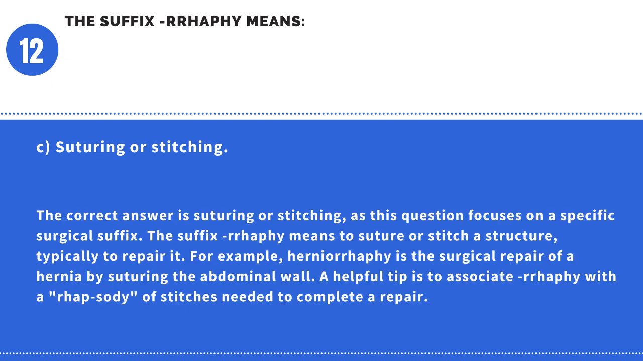Answer, C. Suturing or stitching. The correct answer is suturing or stitching, as this question focuses on a specific surgical suffix. The suffix raphy means to suture or stitch a structure, typically to repair it. For example, herniorrhaphy is the surgical repair of a hernia by suturing the abdominal wall. A helpful tip is to associate raphy with a rhapsody of stitches needed to complete a repair.